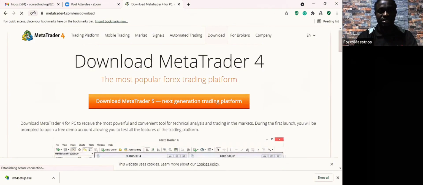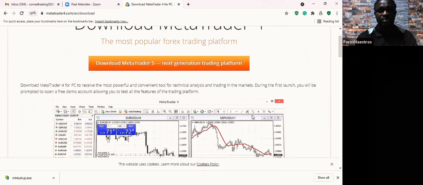Fantastic. So here we are on the download page. On the download page, the first thing we can see here is download MetaTrader 4, the most popular Forex trading platform. And then you see this icon. Notice that it's a clickable icon. Okay. This box is a clickable box, but notice what is written there. It is download MetaTrader 5, next generation trading platform. We are not downloading MetaTrader 5. Okay. I already explained that.